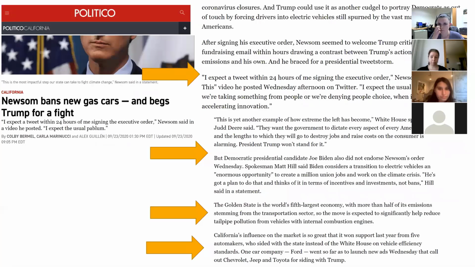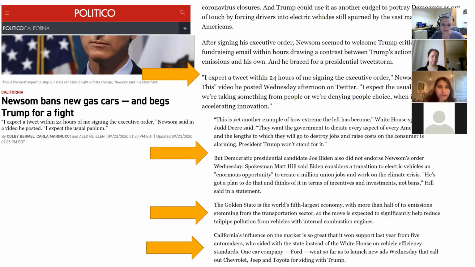So this is an article from Politico, a different type of headline. It's also not the most objective. So: Newsom bans new gas cars and begs Trump for a fight. It implies that gas cars are banned now rather than in 2035. It's kind of misleading. And it really just highlights his fight with Trump, which seems unnecessary to report the story.